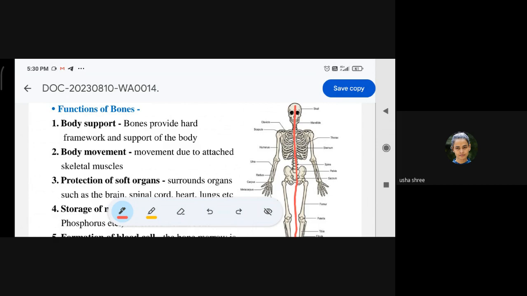So, towards the midline means medial, and away from the midline means lateral. So the right knee's left side is medial, and the right knee's right side is the lateral side. Similarly, the left knee's right side is medial, but the left knee's left side is lateral. Is it clear? Yes, ma'am.